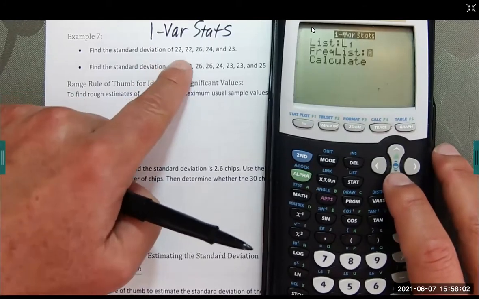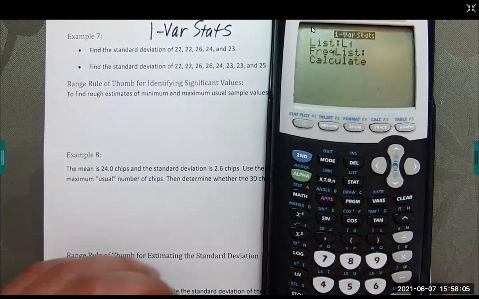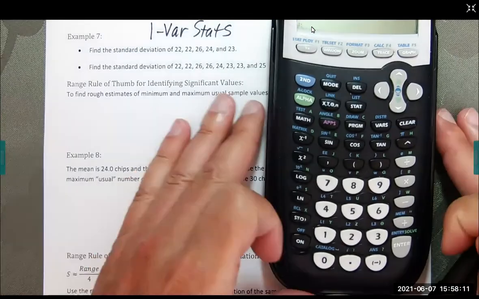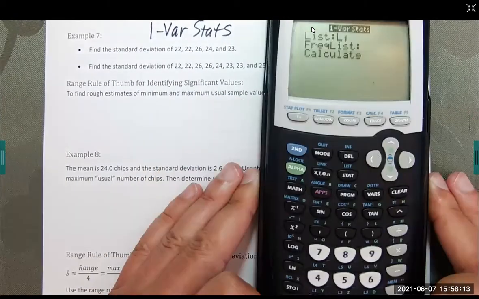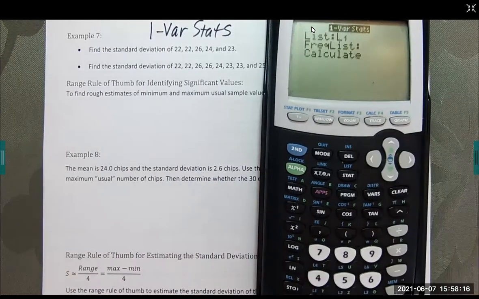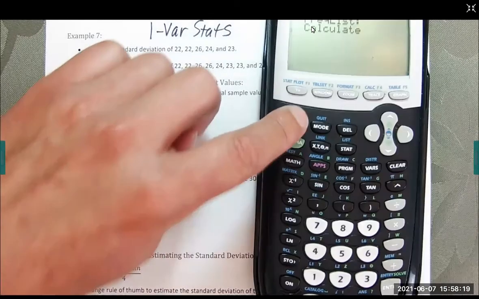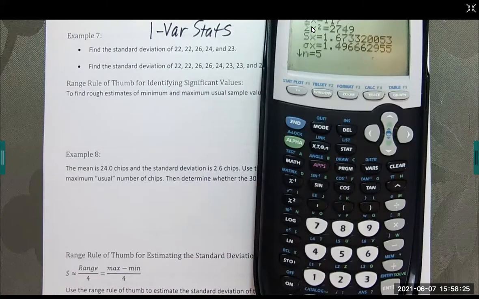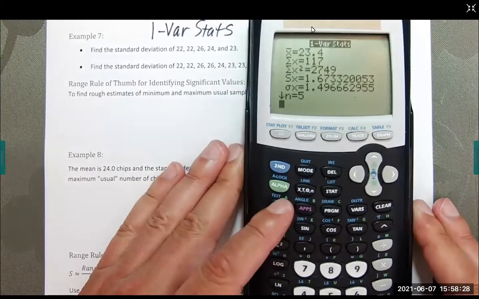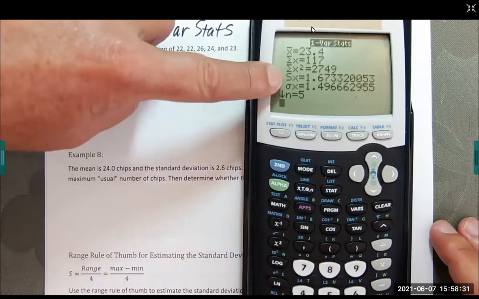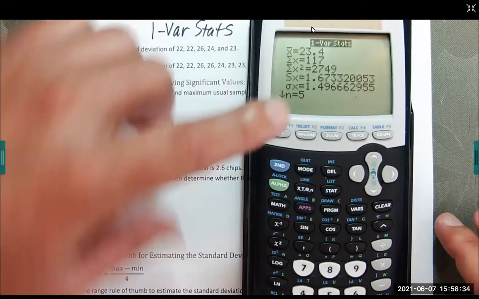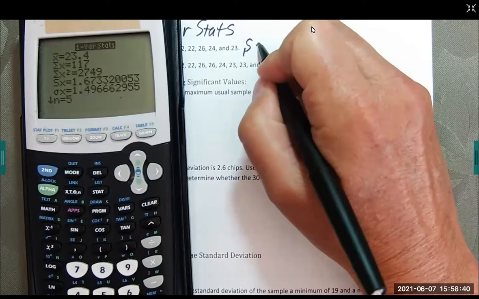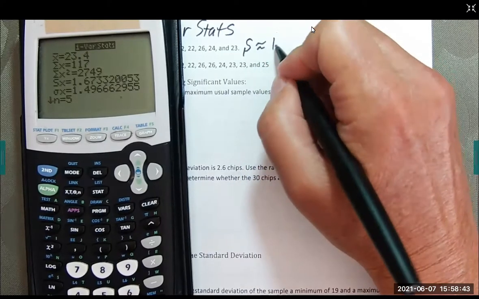So I'm going to find the standard deviation for this here. And remember to find L1 and L2, it's above my 1, my 2, my 3, my 4, 5, 6, and so on for the various lists. If this wasn't list 1, then I could change it to be list 1. There it is. Then I calculate. This gives me the mean, 23.4. The standard deviation for a sample is going to be the s. So in this case, s is about 1.6733.